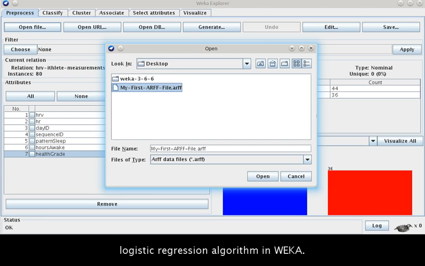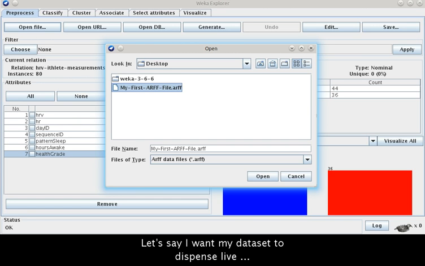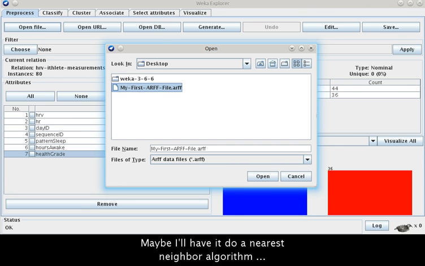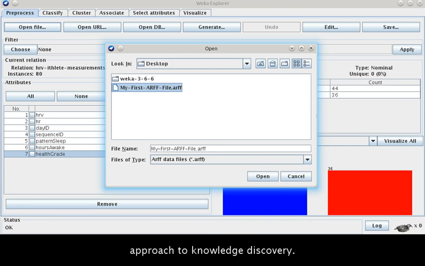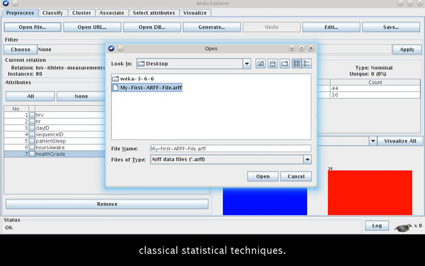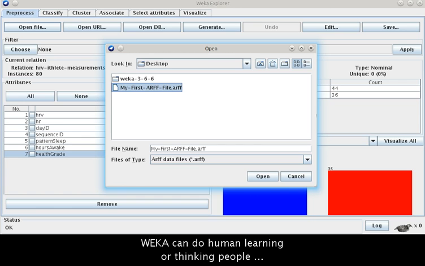Let's say I want to train a computer to train itself to play chess. Maybe I'll have it do a logistic regression algorithm in Weka. Let's say I want my dataset to dispense live personalized advice resembling Amazon's customers who buy X also buy Y. Maybe I'll have it do a nearest neighbor algorithm in Weka. This demo won't emphasize Weka's machine learning, artificial intelligence approach to knowledge discovery. It may feel more so like deriving knowledge from classical statistical techniques. Weka can do human learning or thinking people data analysis as well. That's mostly how I got familiar with Weka, and that's mostly what I'm about to show.